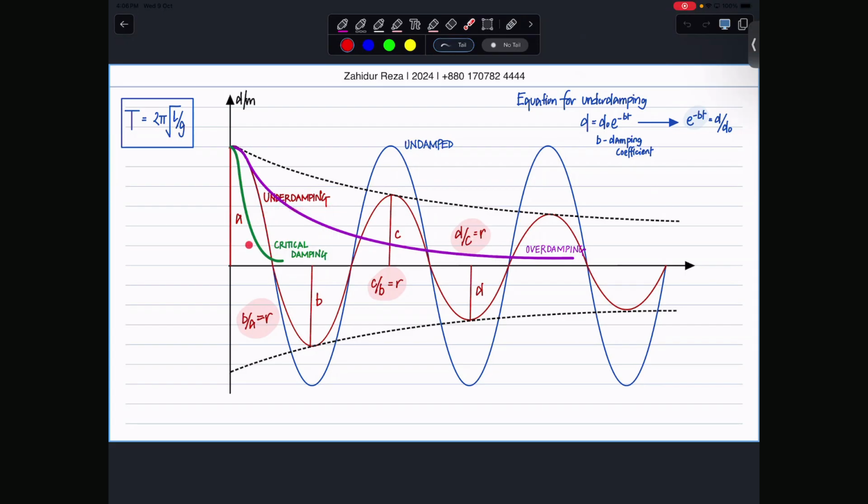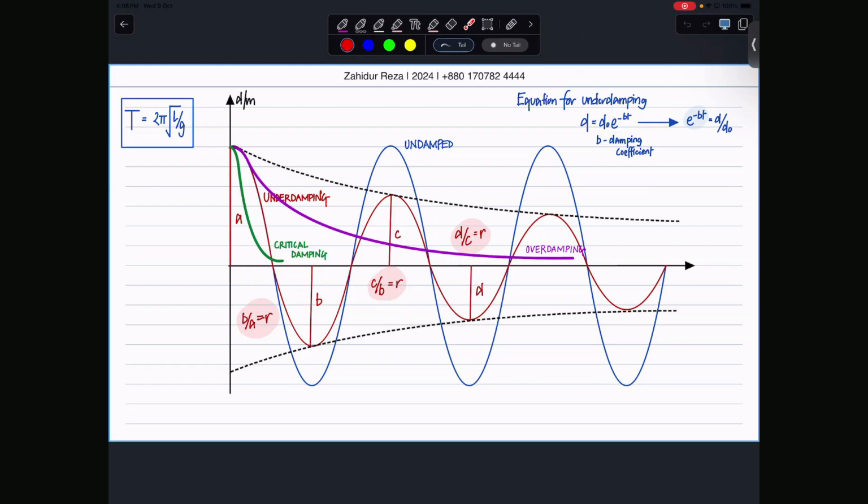Then we have these two: one is critical damping and one is overdamping. What are these? Critical damping is the damping in which your system comes to rest in the shortest possible time. The time taken is very small. And overdamping is a damping in which it takes a very long time to come to rest. I'll give examples of them as well, but let's just go through them one more time. I have mentioned them last class.